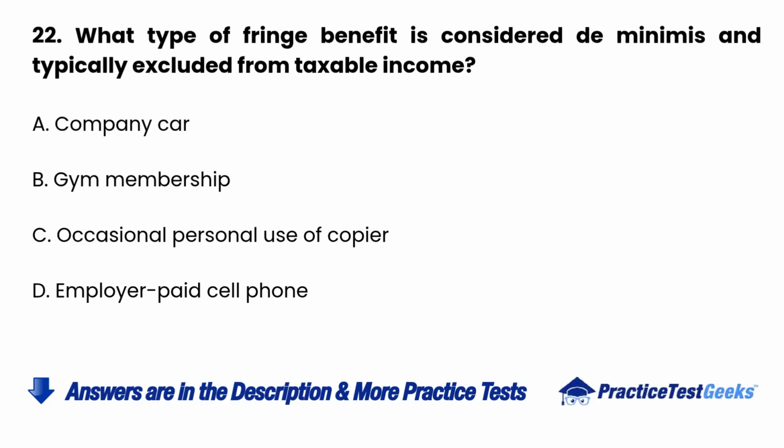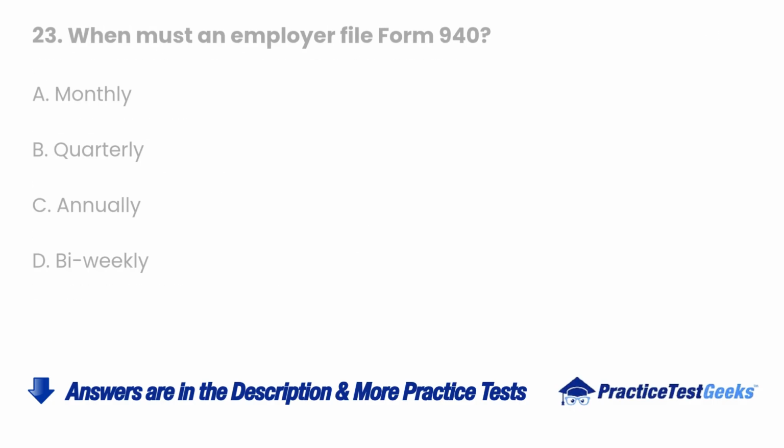22. What type of fringe benefit is considered de minimis and typically excluded from taxable income? A. Company car. B. Gym membership. C. Occasional personal use of copier. D. Employer-paid cell phone.